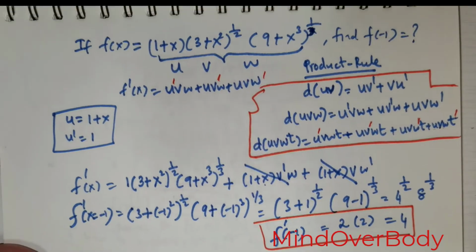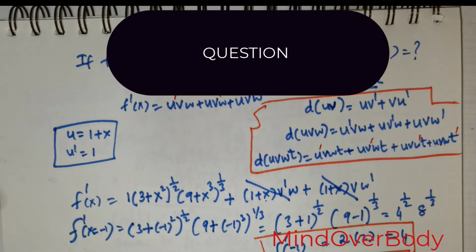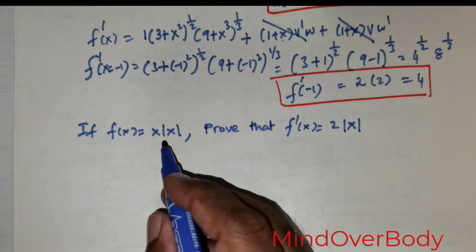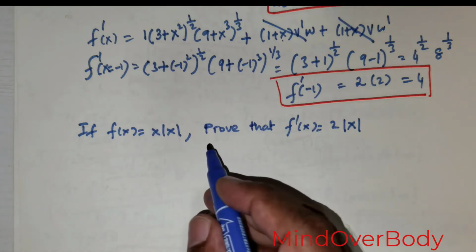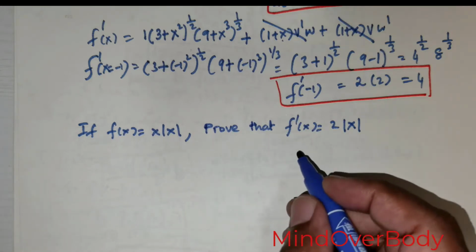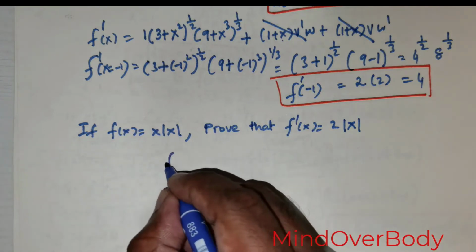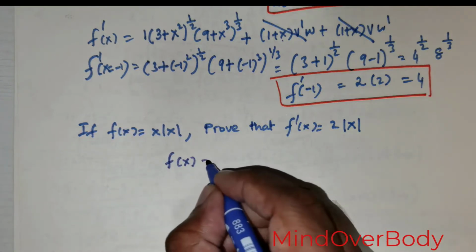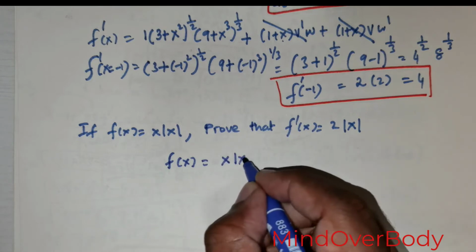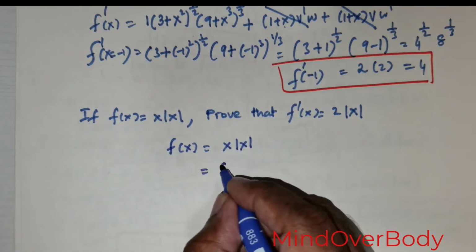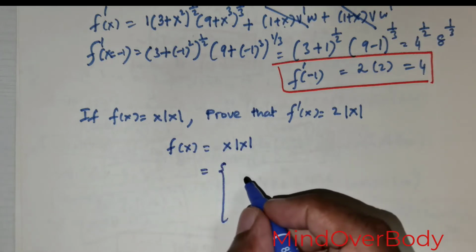So we'll move on to the next question. Students, we are given this question: f of x is equal to x times modulus of x, and we are expected to show that f dash of x is equal to 2 times modulus of x. So I'm going to start off by writing the function, which is x times modulus of x. Now we need to start by defining the function. That's exactly what I'm going to do.